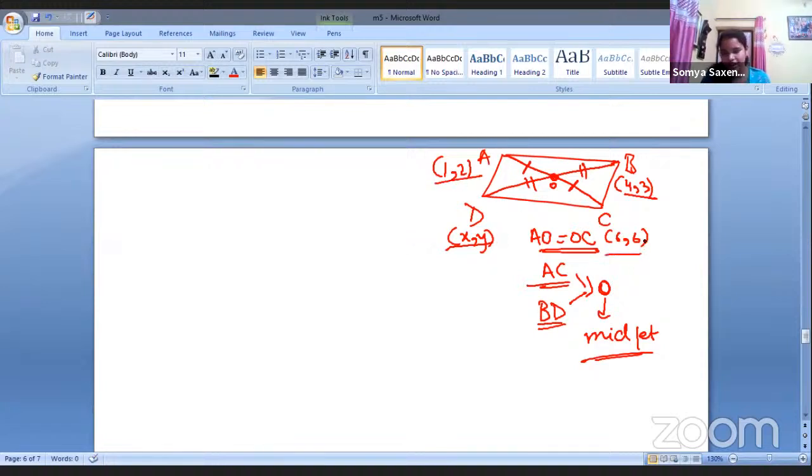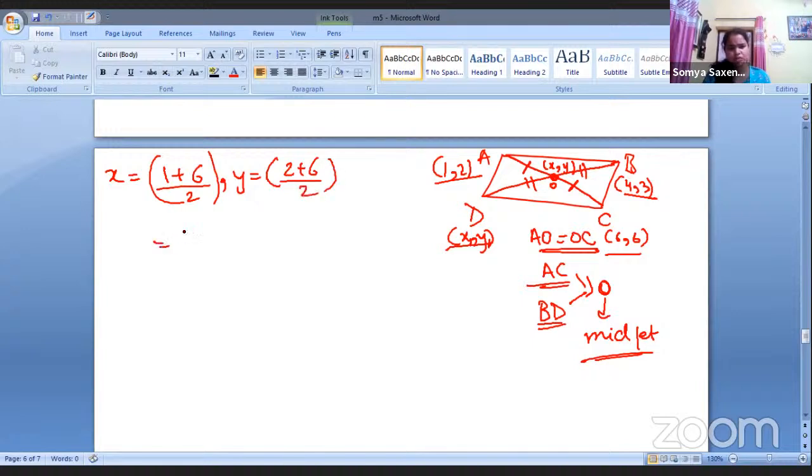Here we have both the coordinates, so we can do as usual, the way we were doing. So let us do that. If the coordinates of this particular O are x comma y, then x will be 1 plus 6 by 2, and y will be 2 plus 6 by 2. So it would be 7 by 2, and it would be 8 by 2, which is 4, right? So quickly we got the coordinate of O. We got the midpoint.